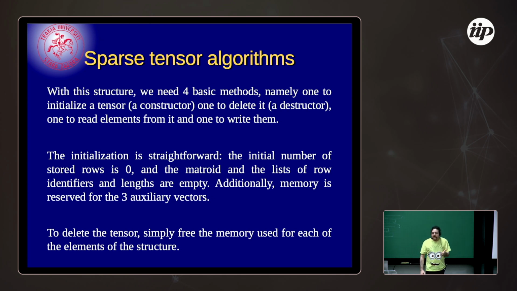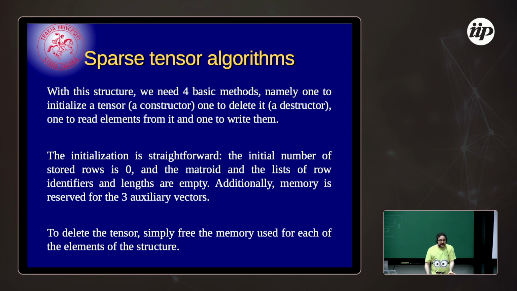One is something that creates a tensor in its initial structure. For those that like object-oriented programming, sometimes these are called constructors. So you need to define a constructor. Then you need to define something that will destroy this structure, so a destructor, something to clear it away. And then you need something to read and something to write. That's pretty much it. So we need four things.